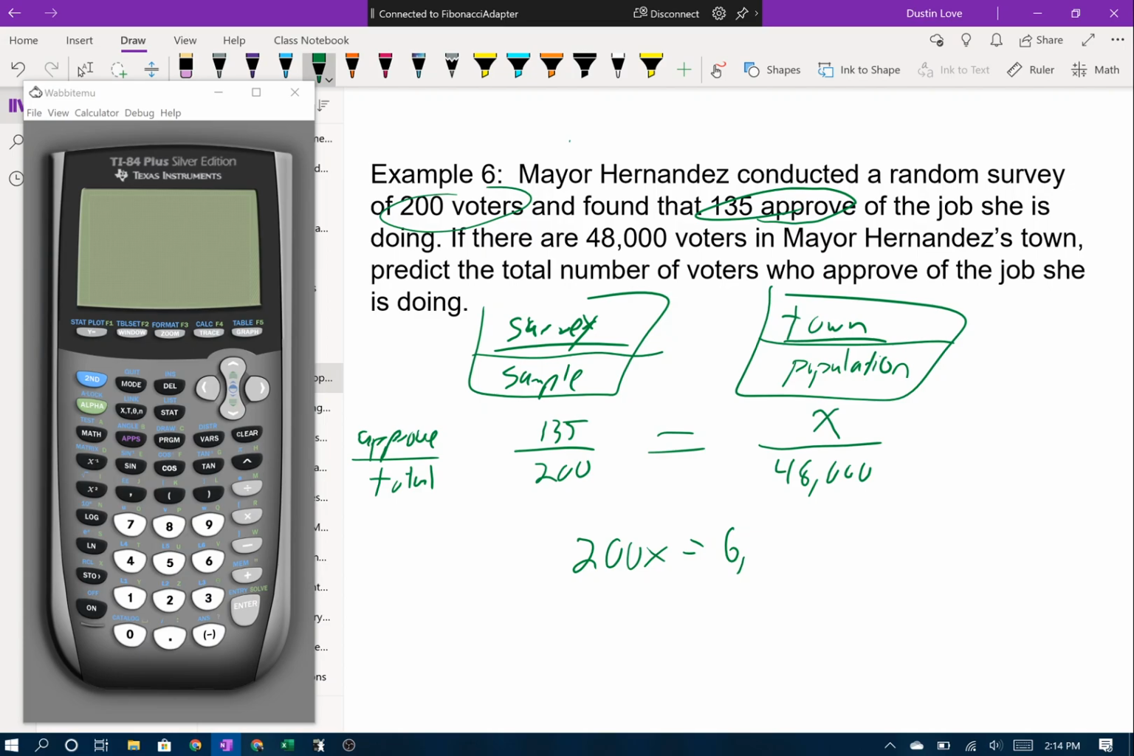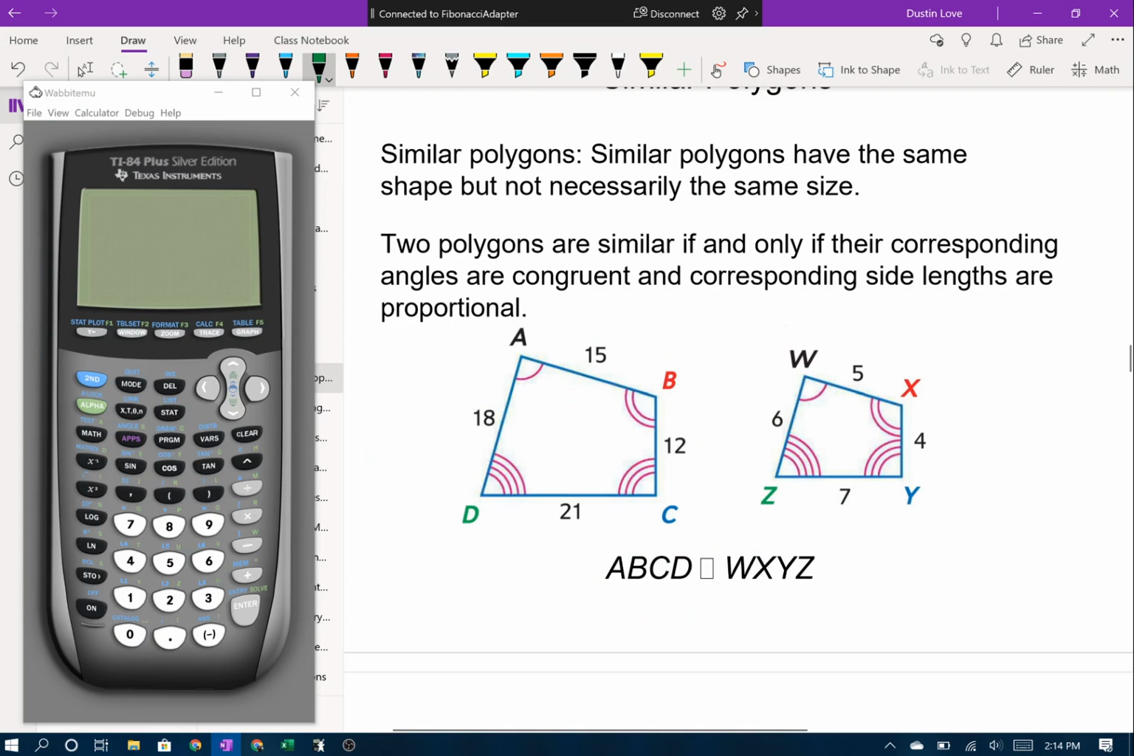Did I get it right? No, yes. Let me see what you did. I think you typed something in wrong. Yeah, you multiplied by 200, not divided by 200. All right. All right, here's that section break. I'm sorry, what? 32,400.